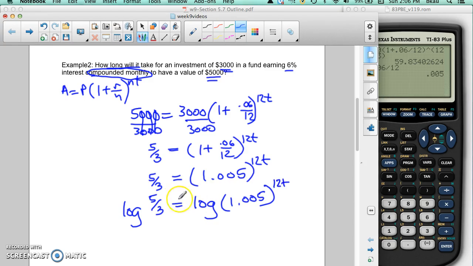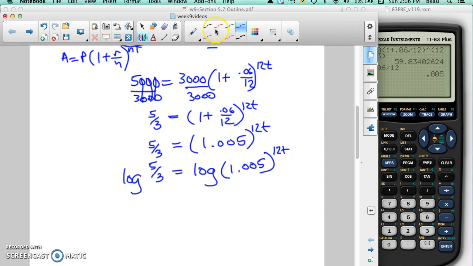So we applied the rule. We applied the logarithm to both sides. Now we do that because now we can use the property of logarithms that says we can move this in front of this logarithm.